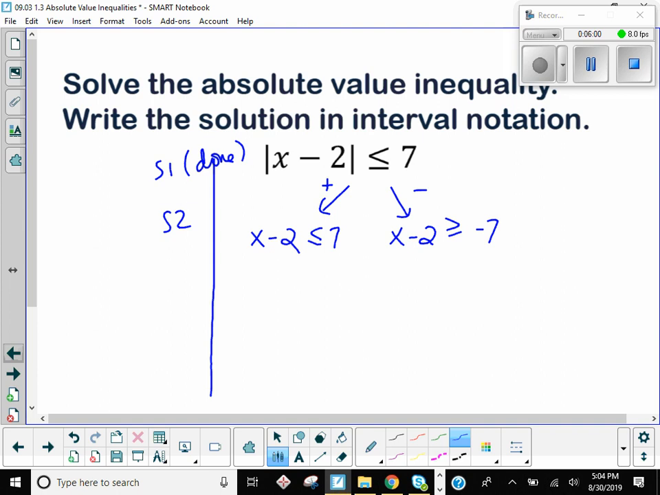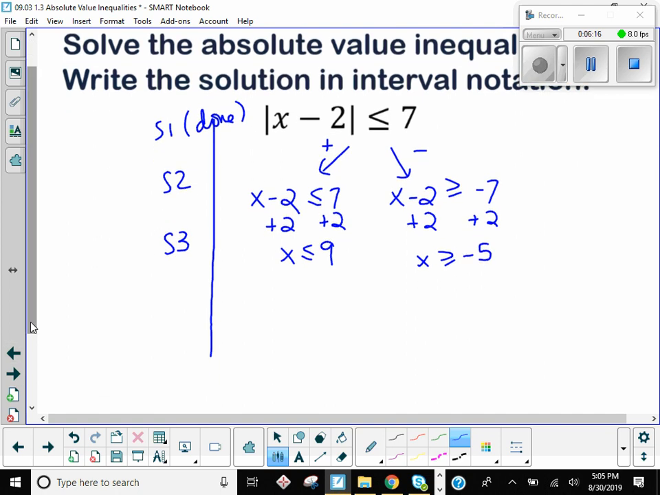Step 3 is to solve and graph. So solving the left one, I add 2 to both sides, x less than or equal to 9. The right one, add 2, x is greater than or equal to negative 5. And here it is on a number line. So here's my negative 5, here's my 9.